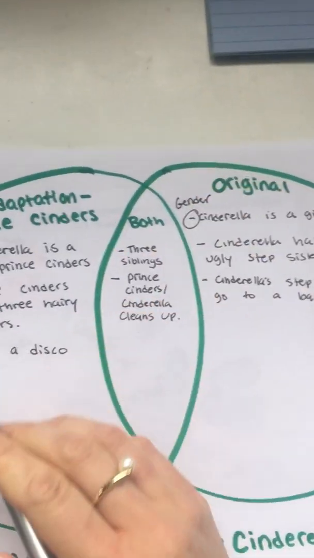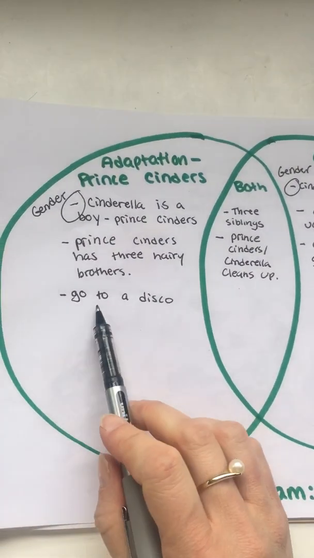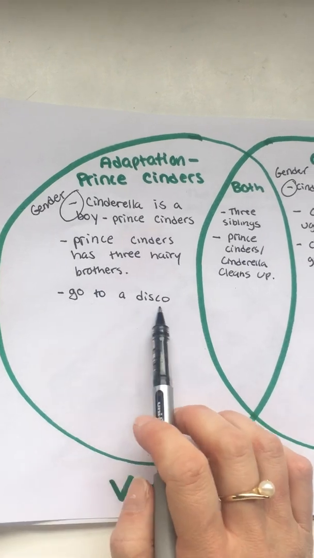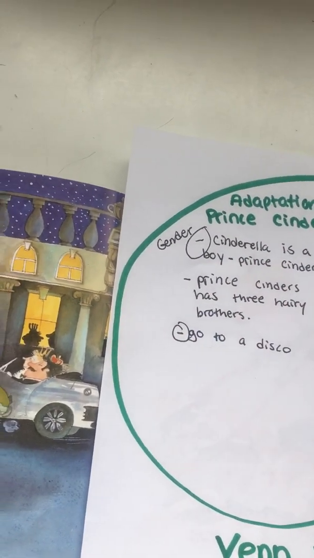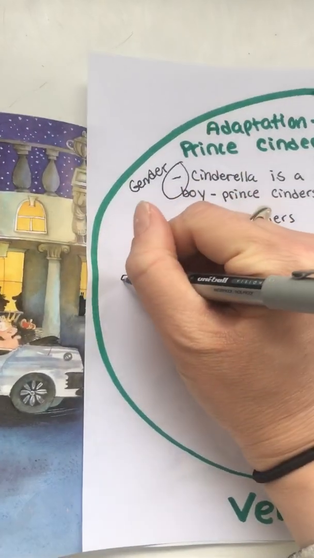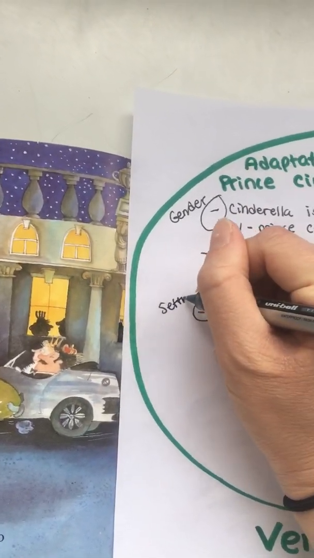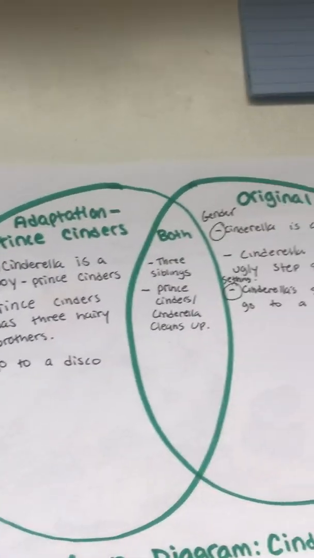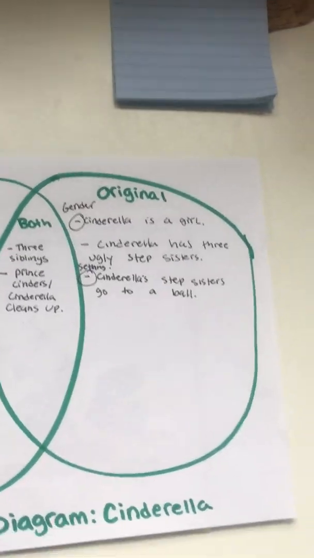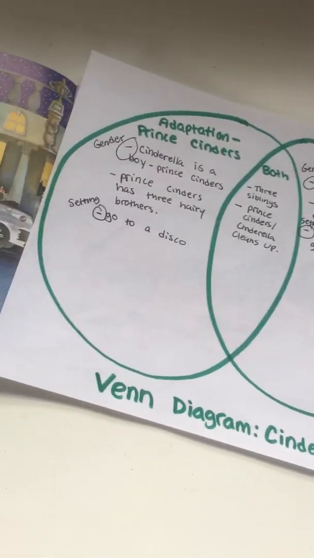Another thing I saw is that it changed the setting. So in here they go to the disco, here they go to a ball. So another thing the author might change in an adaptation is the setting. So I'm going to look through my notes and jot down some of the changes that I see in my notes. And then I'm going to think about these 3 questions.